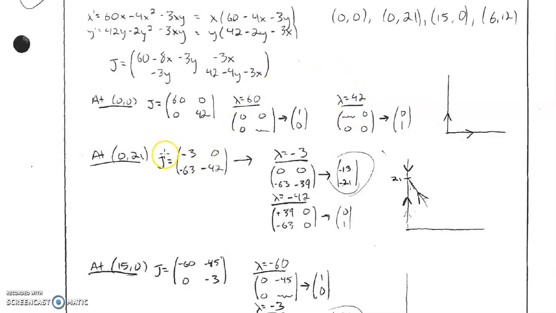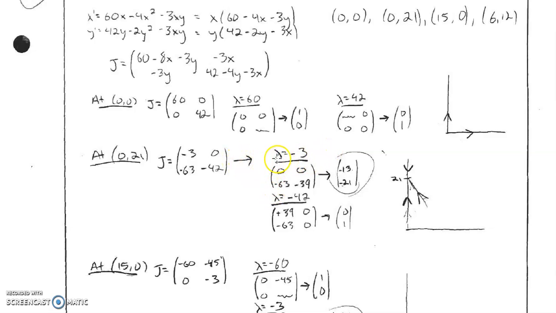All right, so let's see, what else do I have here? This one, I get a source. And remember, I only care about the first quadrant phase plot, so I'm just going to draw that and that. Come down here at 0, 21. I get triangular again, eigenvalues of 3 and 42, so that's going to be a sink. I just got to figure out the direction of the sink pieces.